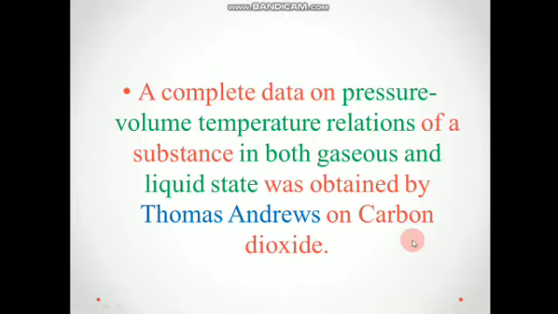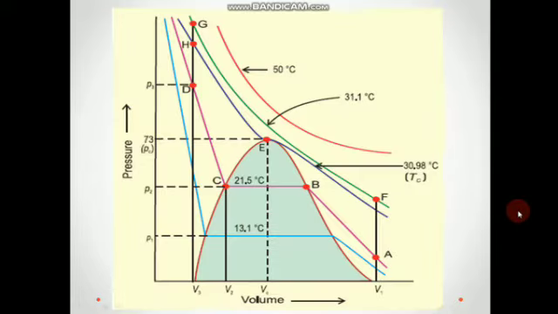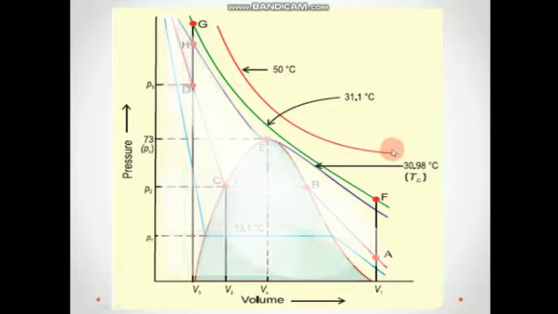So he did an experiment to convert carbon dioxide gas to liquid with varying pressure, volume and temperature conditions. And as a result of his experiment, he got this graph. This graph tells us about the liquefaction of carbon dioxide and the experiments which he did. So we will see what experiments he did. We will start from here.